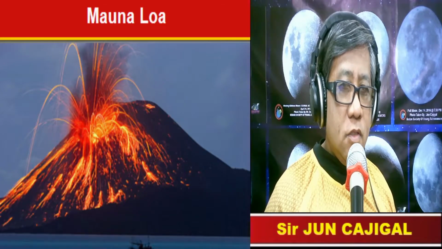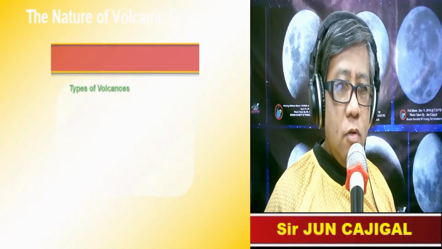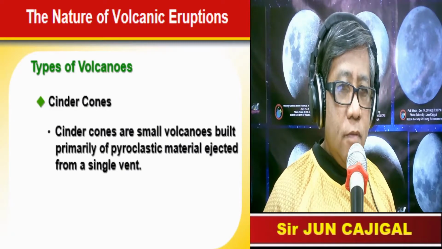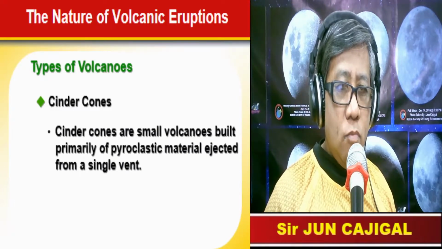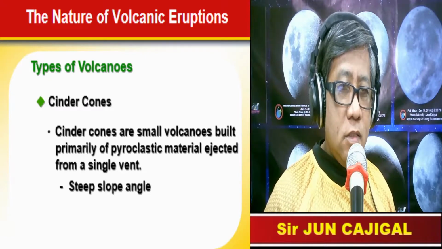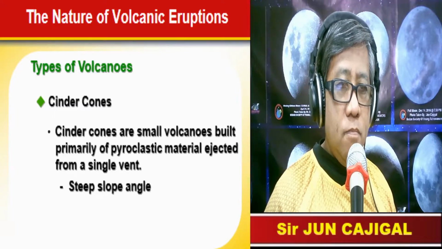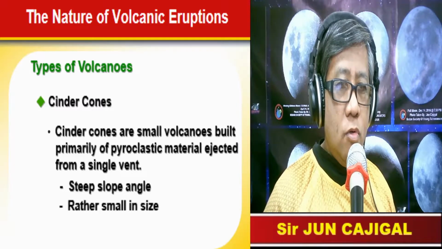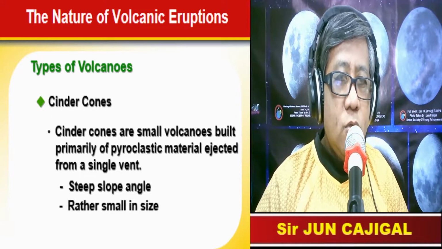Now, let's proceed to the second type of volcano, which we call cinder cone volcanoes. Now, what are cinder cone volcanoes? These are small volcanoes built primarily of pyroclastic materials that are ejected from a single vent. In terms of appearance, cinder cones appear as steep volcanoes, so they exhibit steep sloping sides or steep slope angle, and they are usually rather small in size.